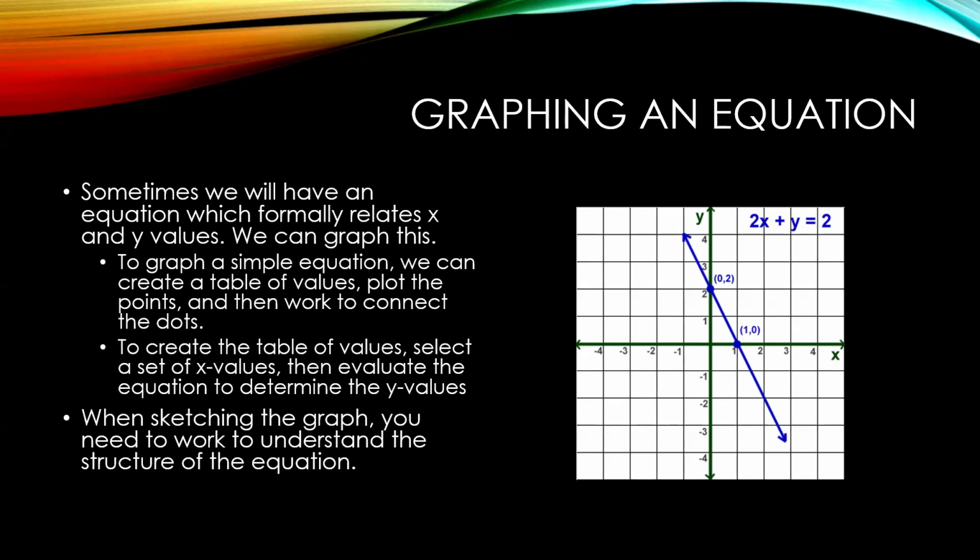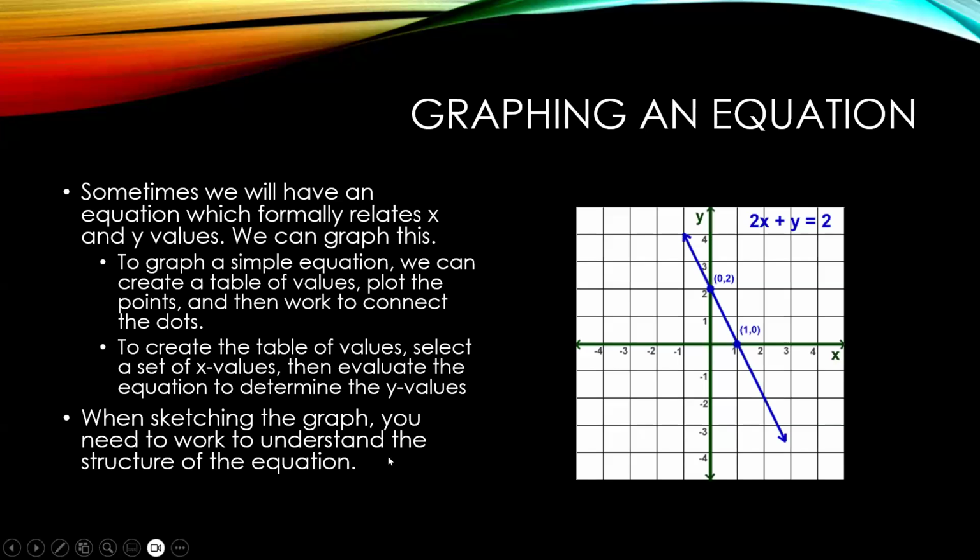Sometimes we will have an equation which formally relates x and y values. We can graph this. To graph a simple equation, we can create a table of values, plot the points, and then work to connect the dots. And so in this case, 2x plus y equals 2. Well, if we plug in 0 for x, we're going to get y equals 2. So we get this value here. If we plug in 0 for y, we get x equals 1. So we get this value here. Using those 2 points, and if we can recognize that this is the form of a line, we can figure out that this is going to be a line going through those 2 points.